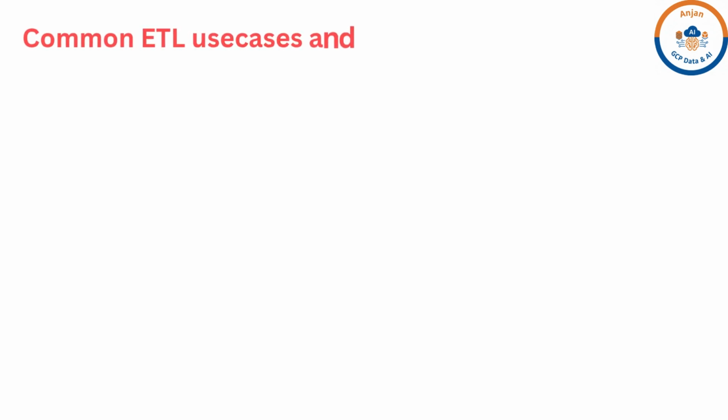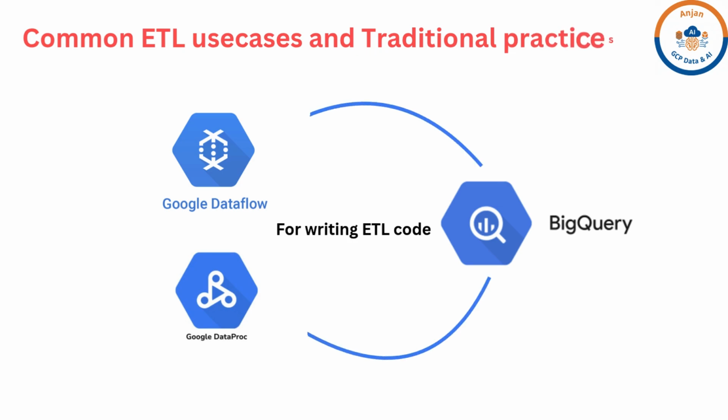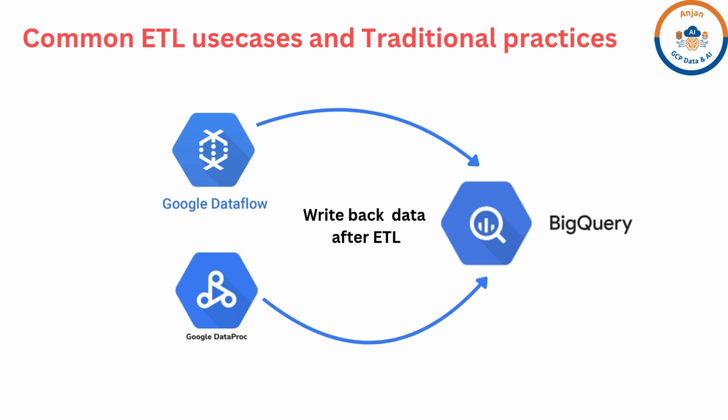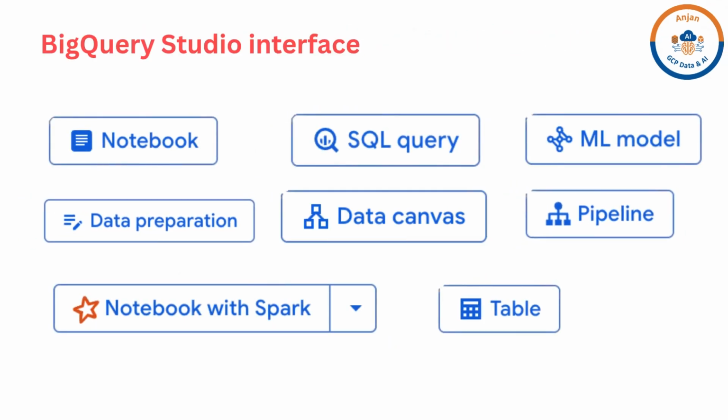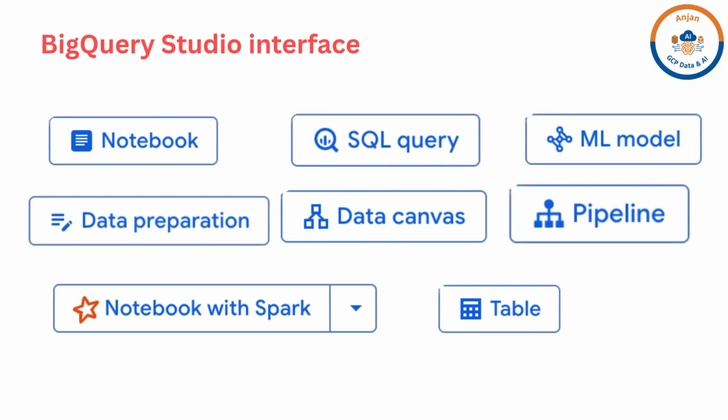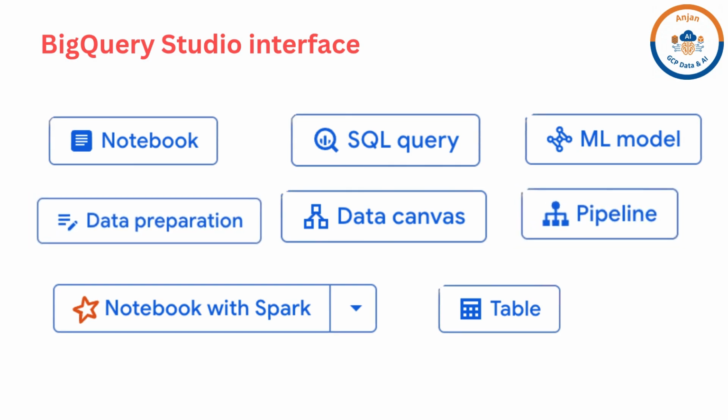In many use cases, cleaning data means leaving your data warehouse, writing complex ETL code in tools like Dataflow or Spark, and then loading the results back to the data warehouse. In contrast, BigQuery integrated tools, specifically data preparation and BigQuery pipelines, let you cleanse, transform, and orchestrate entire data workflows directly inside BigQuery Studio.